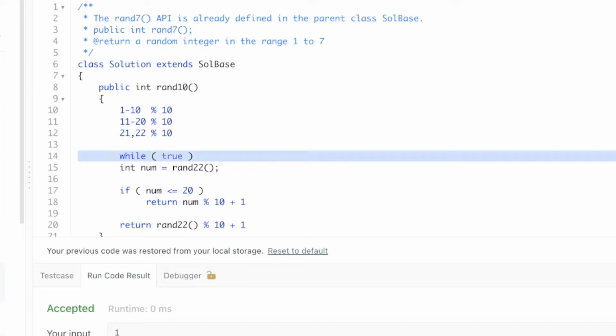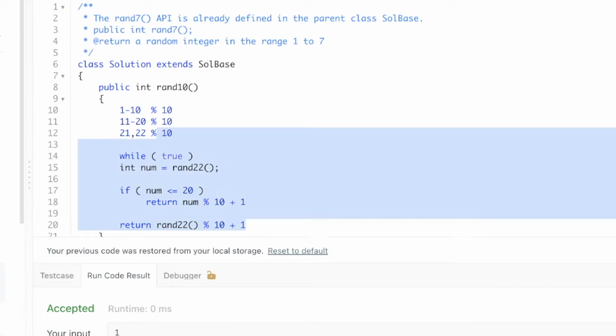While true, do all this. Anytime we get any numbers that break the even distribution that we want, we just throw them away. We just ignore them. So that's essentially the algorithm. But so yeah, let's just get into it.